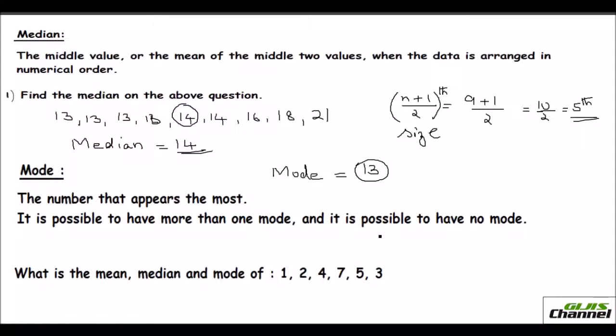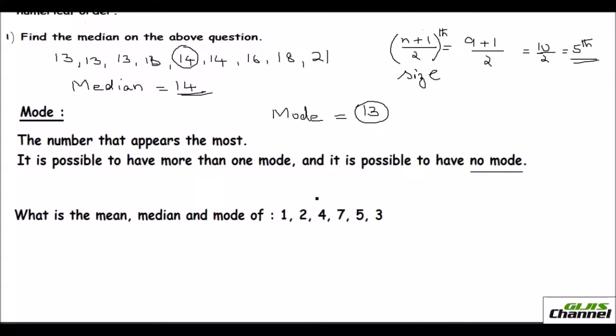See, if all the numbers are repeated an equal number of times, then you would say there is no mode, okay? And note that if there is no mode, you write no mode. Don't say mode is equal to 0, okay? That is wrong. If there is no mode for a set of data given, then you should explicitly say no mode, and you don't say it is 0, okay?